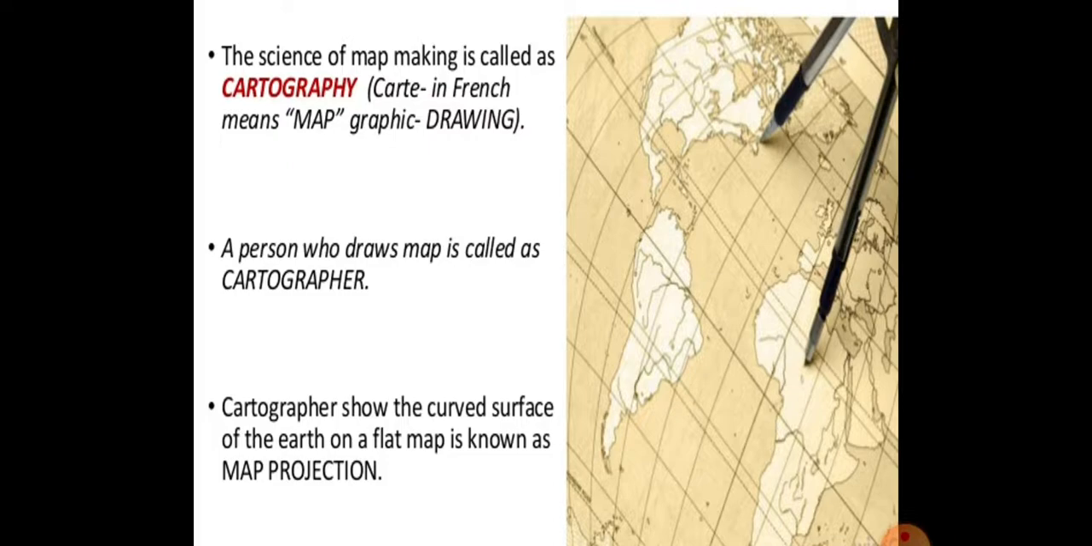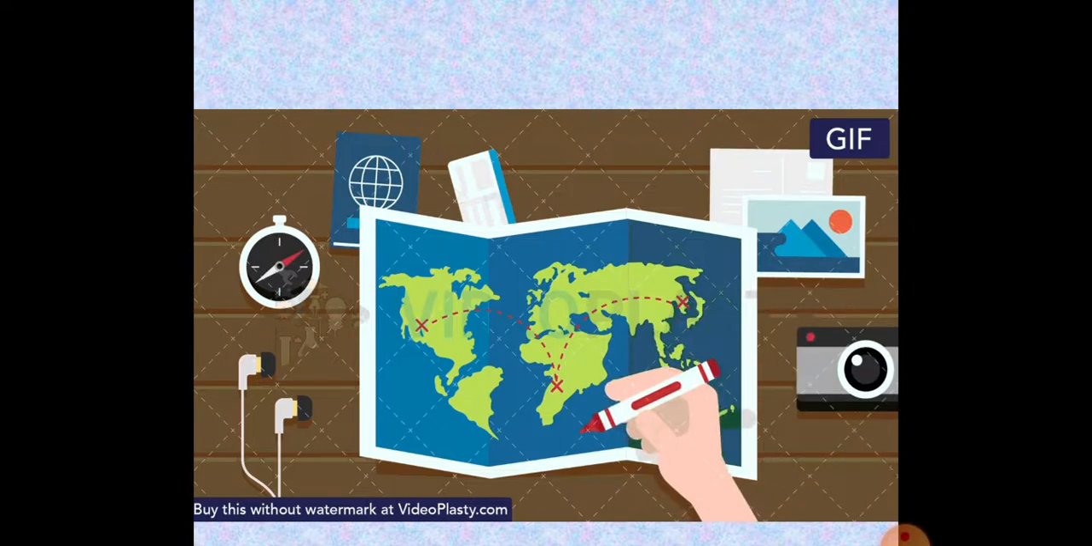A person who draws maps is known as a cartographer. Who is a cartographer? A person who draws maps. A cartographer showing the curved surface of the earth on a flat map is known as map projection. Now, you find out some names of cartographers.